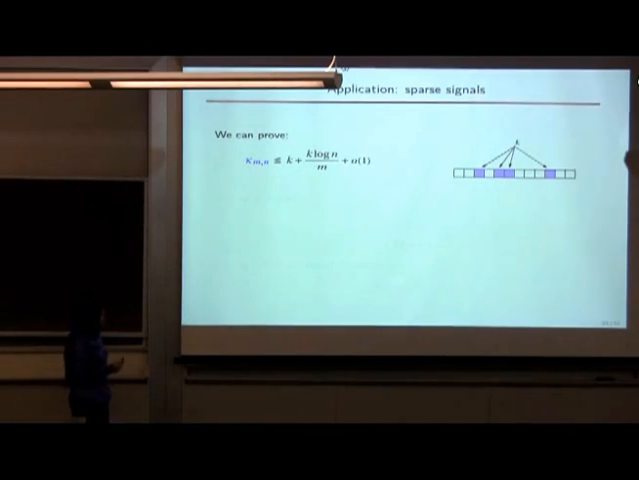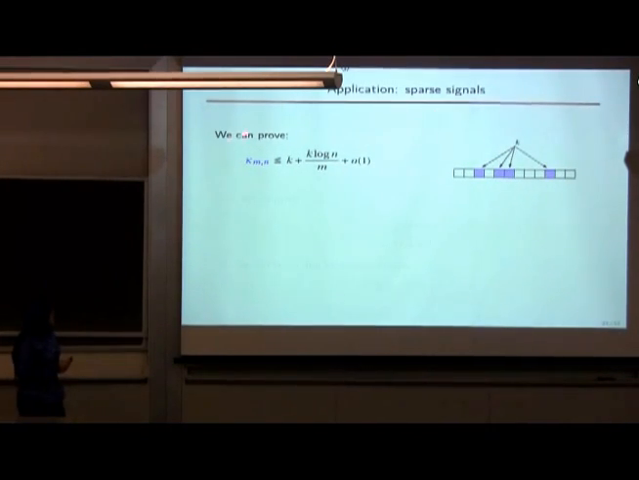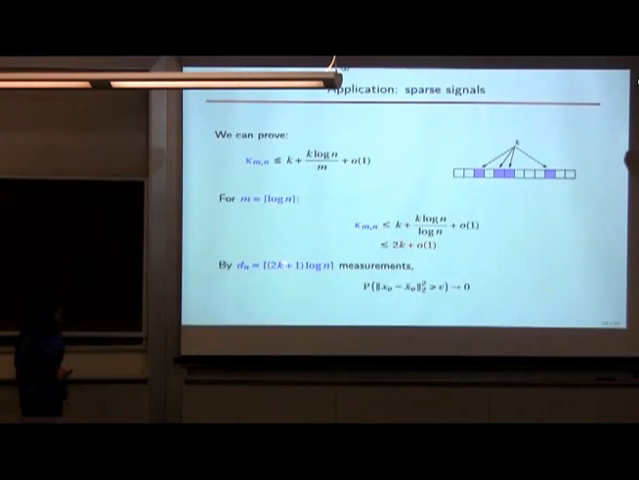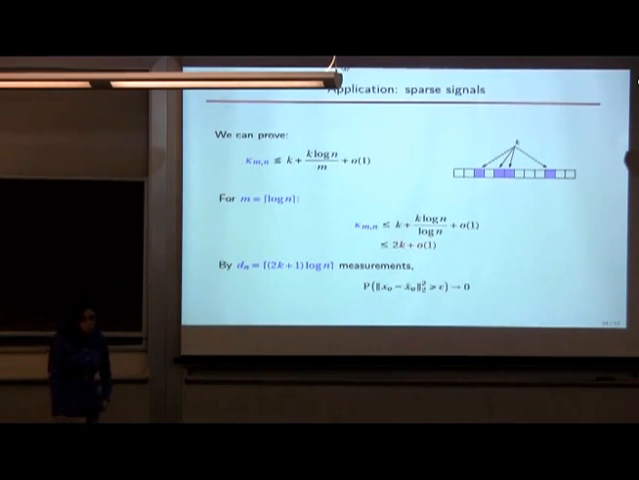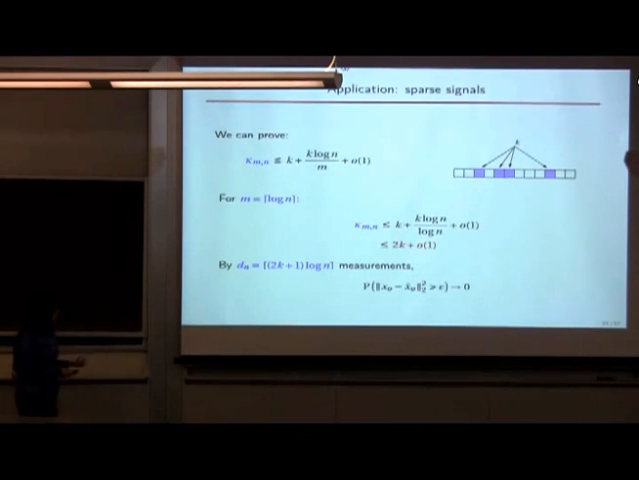Now let's look at an application like the class of sparse signals. I showed that we have this bound on the KID for any choice of m. Now we can plug in m equal log n. So log n and log n cancel out. I get 2k plus something, which is very negligible. So it tells me that if I take 2k plus 1 log n measurements, the probability that the error of this algorithm exceeds any positive epsilon goes to 0. And again, as I mentioned, we can apply this to various classes, and for each one derive how many measurements we need to have a reliable reconstruction.